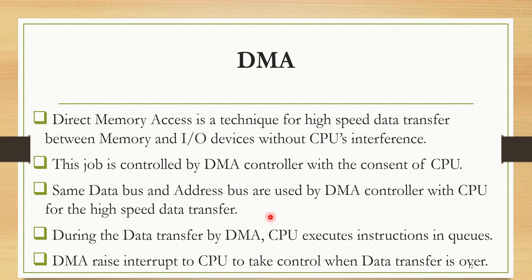So for high-speed data transfer, the same data bus and address bus are used. The address bus will give you the location of memory from where data has to be picked up. The data bus will carry the data; if you have a 64-bit data bus, 64 bits will come together, for example for printing.